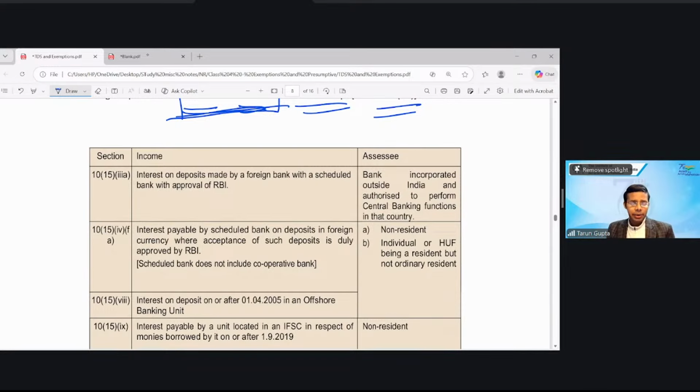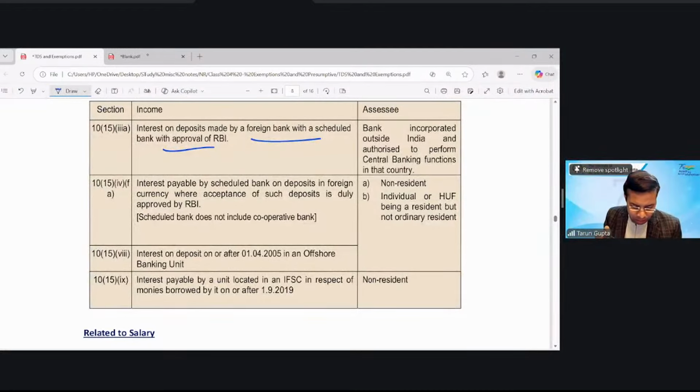Next exemption is provided under section 10(15). Income on deposit made by a foreign bank with a scheduled bank with the approval of RBI. If a foreign bank makes a deposit with our bank, then the interest which such foreign bank is deriving is exempt. Then interest payable by a scheduled bank on deposit in foreign currency, where acceptance of such deposit is duly approved by the RBI. So if there is a non-resident or an individual or HUF who is resident but not ordinarily resident, RNOR, and they make a deposit in foreign currency in the scheduled bank, then also the interest received by them is exempt.